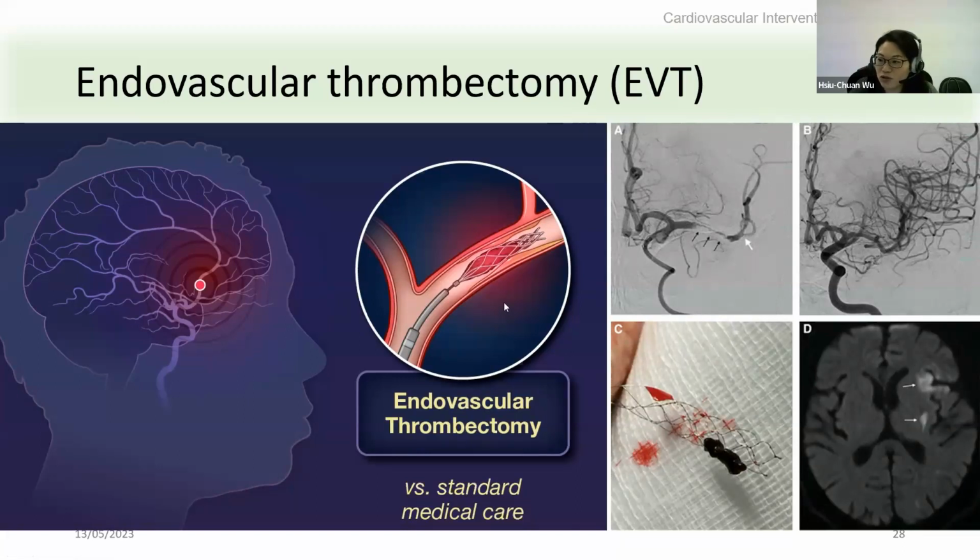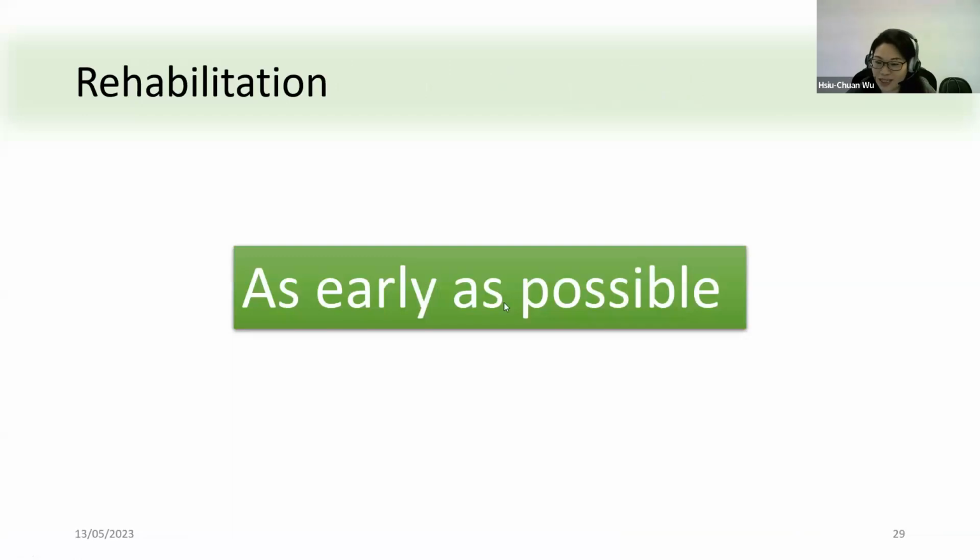And medication to prevent stroke is also, I don't think it's the topic I should talk about here today. And for the weakness and the disability caused by the stroke, what you can do is rehabilitation, as early as possible. And I believe the next speaker is the expert, so I think she is going to talk more about this topic later.